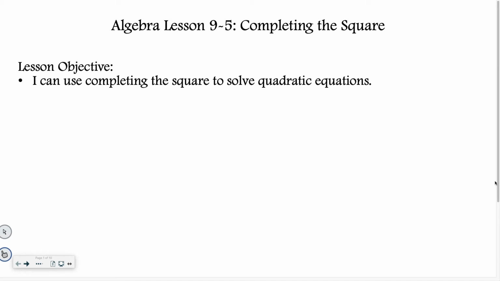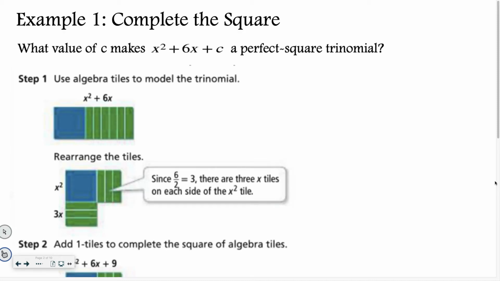Hello class, welcome to Algebra Lesson 9.5, which is all about completing the square. By the end of this lesson, you should be able to use completing the square to solve quadratic equations. Alright, so let's jump right into it.